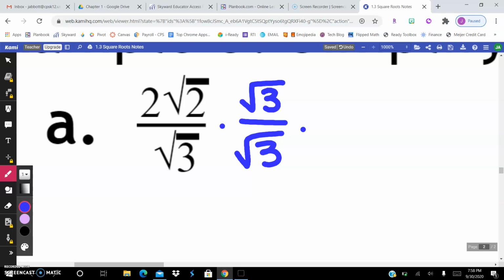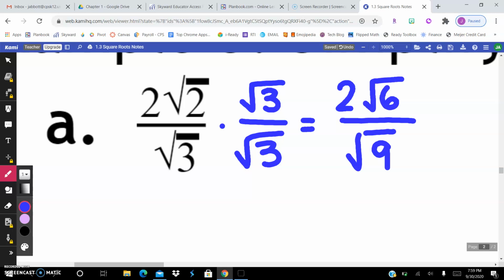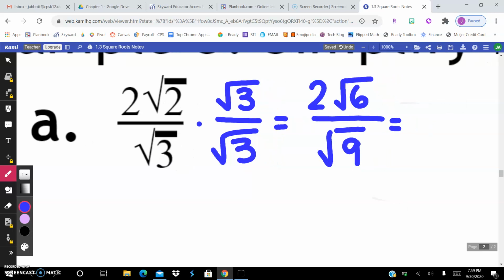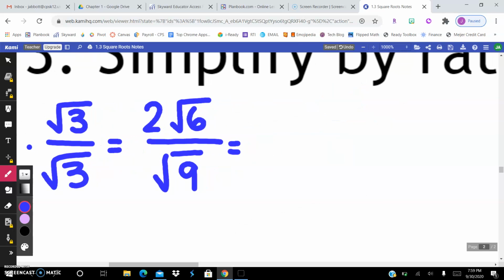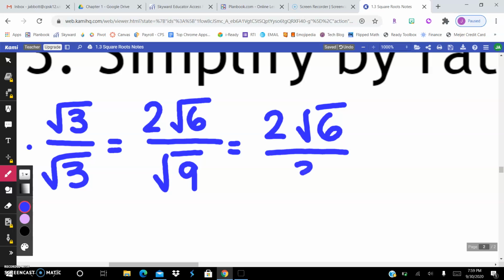So when I multiply the square root of 3 by the square root of 3, I actually get the square root of 9. And then at the top, I have that 2 outside, and then I have the square root of 2 times the square root of 3, which gives me the square root of 6. So I can't simplify down the 2 square roots of 6 any, but the square root of 9 at the bottom is actually 3. So we're going to leave that, and then we're going to have 3 at the bottom.